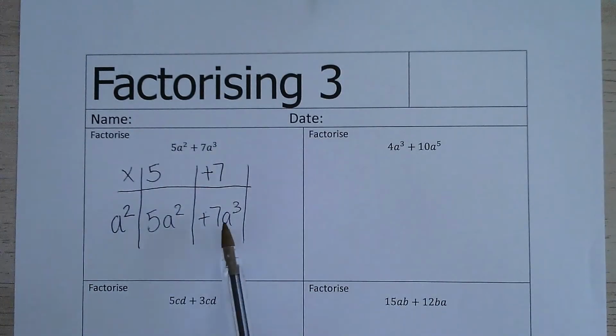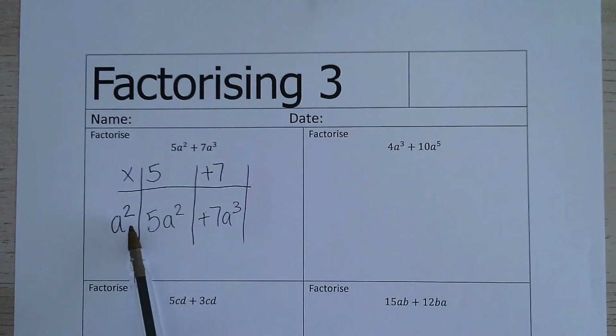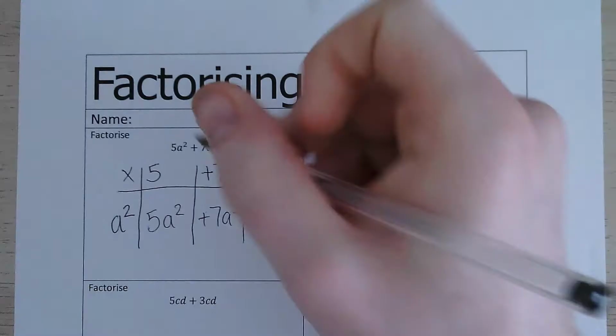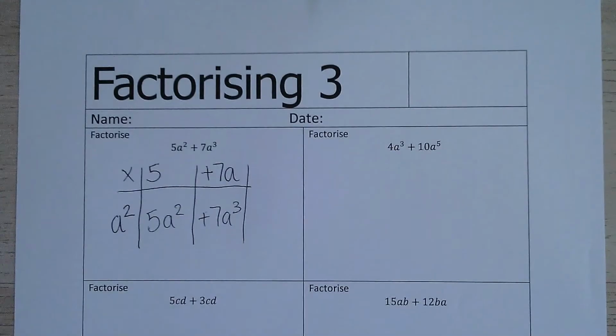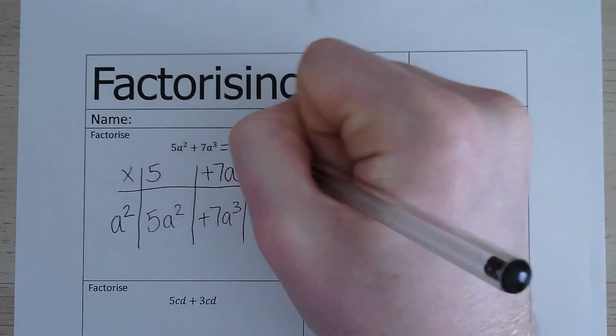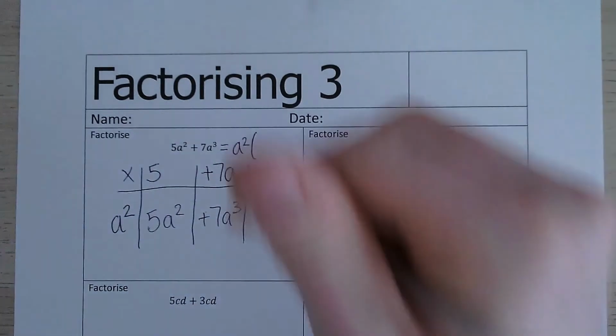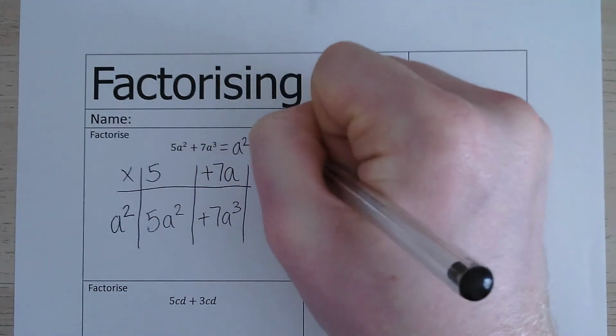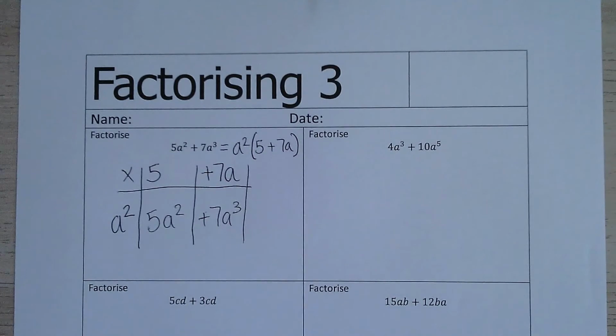But now we're doing a cubed divided by a squared. A reminder that when we're dividing variables with powers, we subtract the powers. So we're doing 3 take away 2, which is 1. So it's going to be a to the power of 1, which is just a. Now that we've factorised, it's important that we write in the final answer. So a squared on the outside of the bracket and 5 plus 7a on the inside of the bracket.